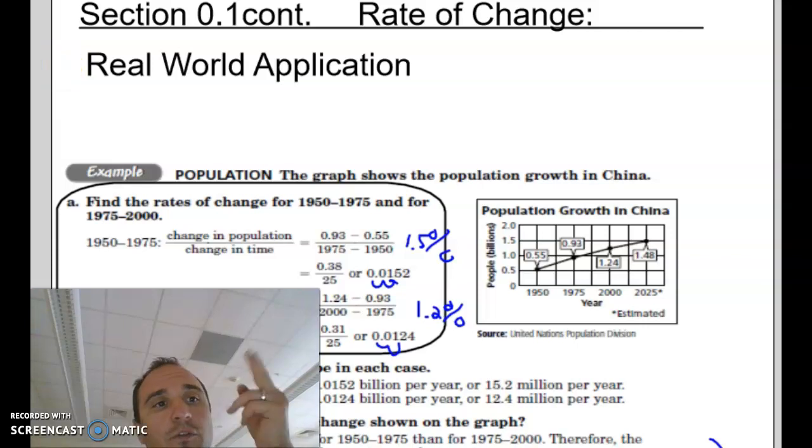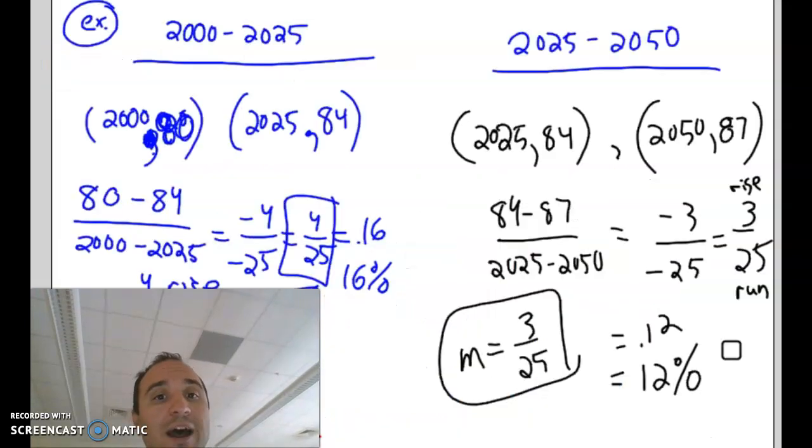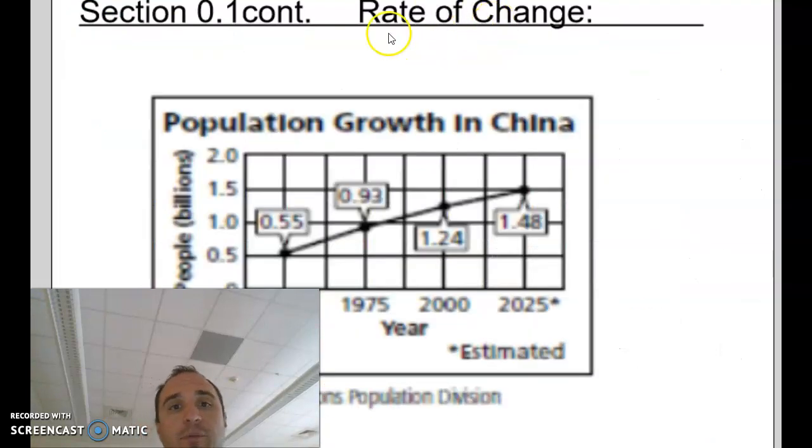Hi everyone, this is part 2 of your slope, which is real-world applications of slope. So one thing I want to talk about when we do real-world applications is actually consider the term rate of change as the same as slope.